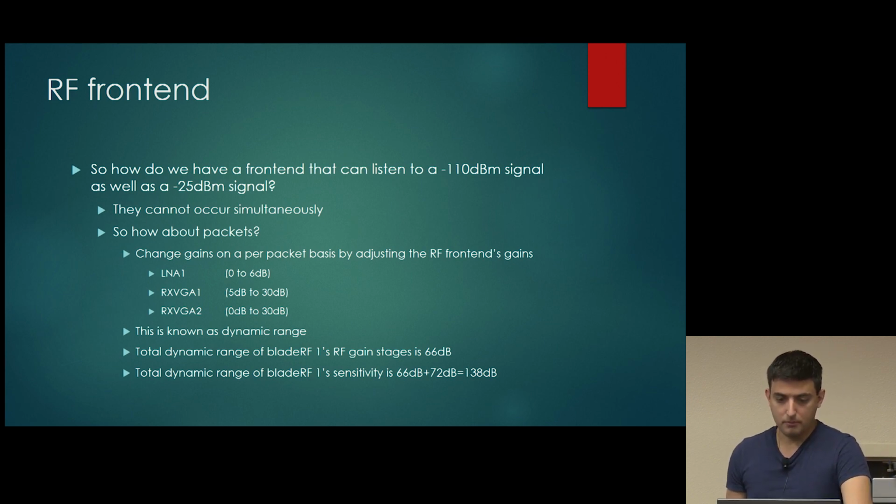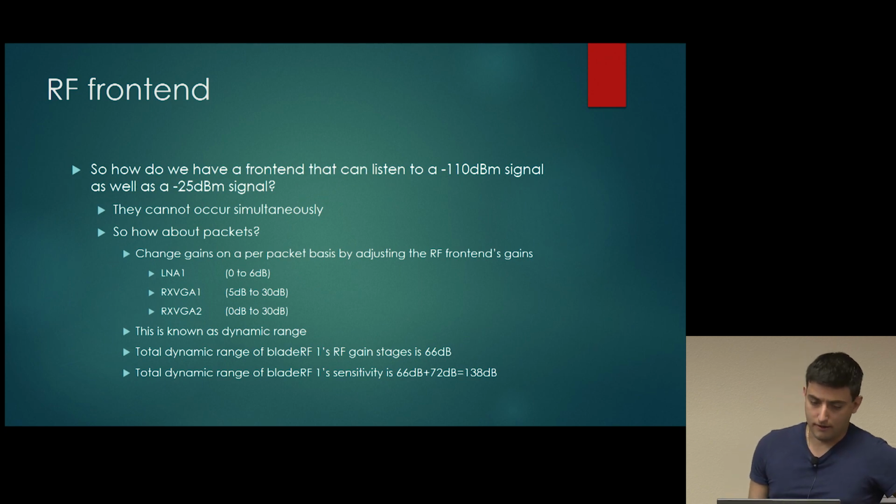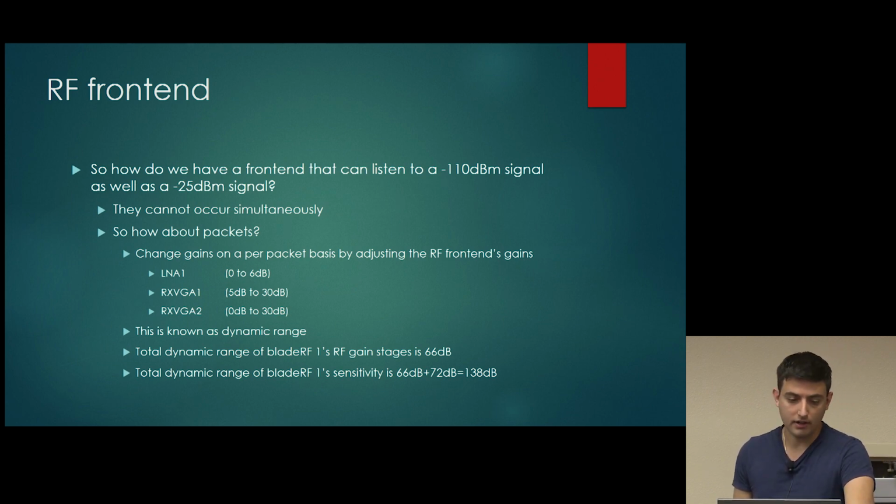Because things can't occur simultaneously, this means that gains have to be changed on the fly. This works well with digital packets, where you can change gains on a per packet basis by adjusting the RF front-end gains. With the LMS6, there were 3 gain stages: an LNA stage, an RxVGA1 stage, and an RxVGA2 stage. The LNA stage is an RF stage, and RxVGA1 and 2 were baseband stages. By adjusting those gains, we can increase the dynamic range of the RF front end.